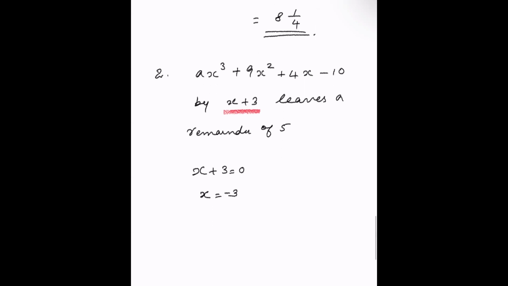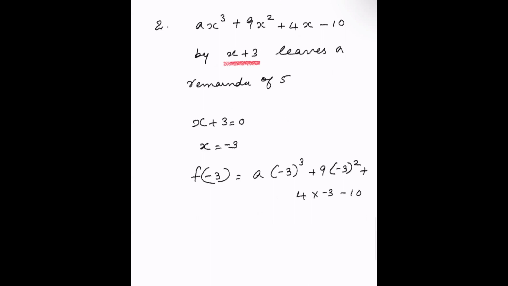Okay. So when you are substituting, f of minus 3 is what? A into minus 3 whole cube plus 9 into minus 3 whole square plus 4x minus 10 gives you 5. From where am I getting 5? Because remainder is 5. That's what they are telling you. So you should write it like a into negative 3 whole cube plus 9 into negative 3 whole square plus 4 into negative 3 minus 10.